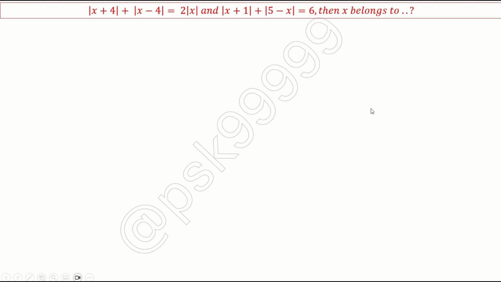Okay, this is the domain problem. Absolute value of x plus 4 plus absolute value of x minus 4 equals 2 absolute value of x, and absolute value of x plus 1 plus absolute value of 5 minus x equals 6. Then x belongs to what? What is the domain of x?